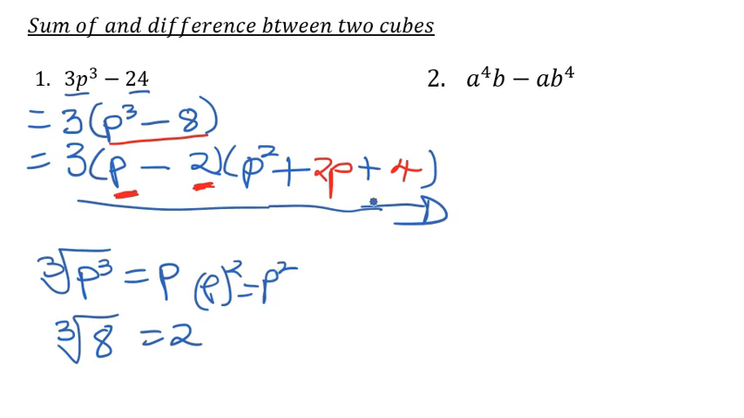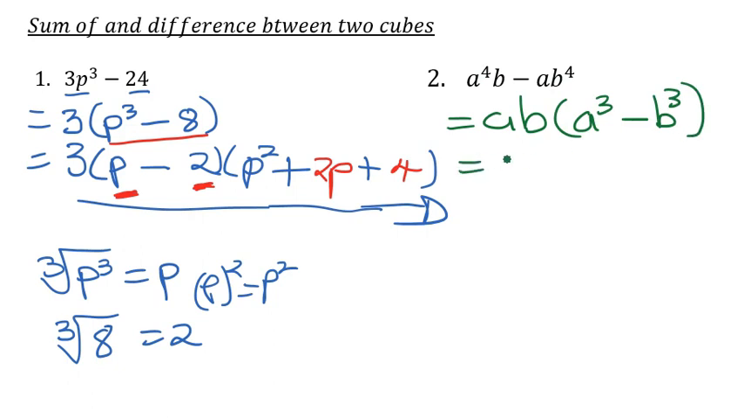Okay, let us move on to the next problem. What we are having is a to the power of 4 b minus a b to the power of 4. If we take out a common factor, this is what we have. The common factor is ab. If we take ab, on this side we are left with a cubed, and on the other side we are left with b cubed. Now we have to factorize the other one.